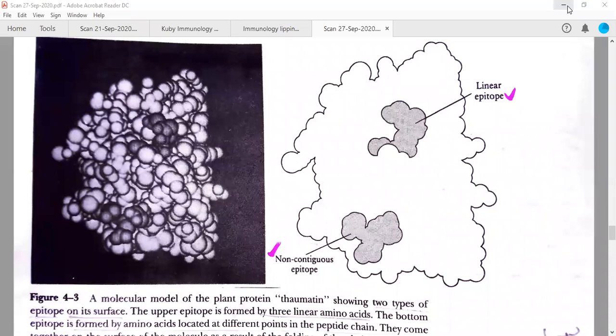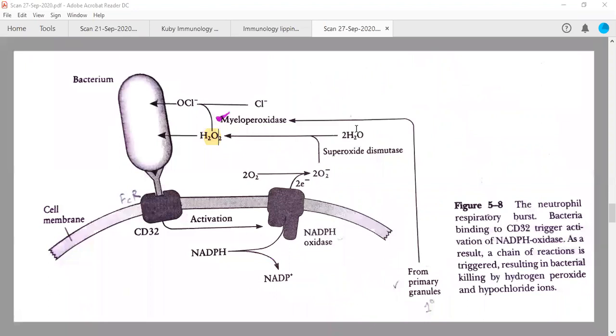Okay, all right. If you do not have any queries, that's all for today. We will continue our class. So today we have discussed phagocytosis, how neutrophils are able to do phagocytosis. That's all for today.